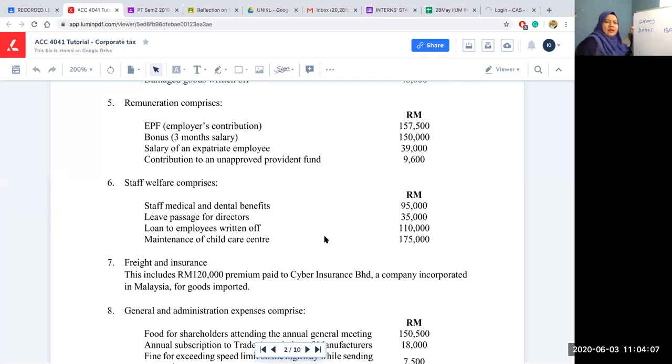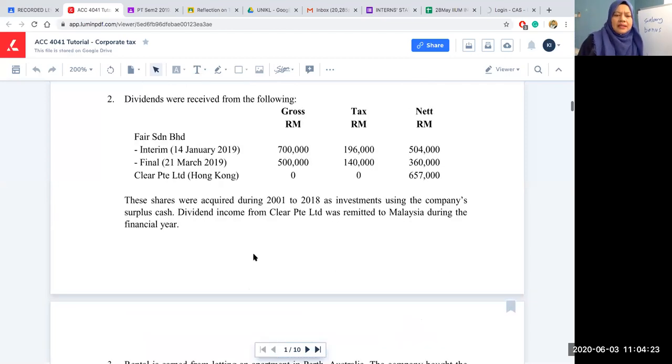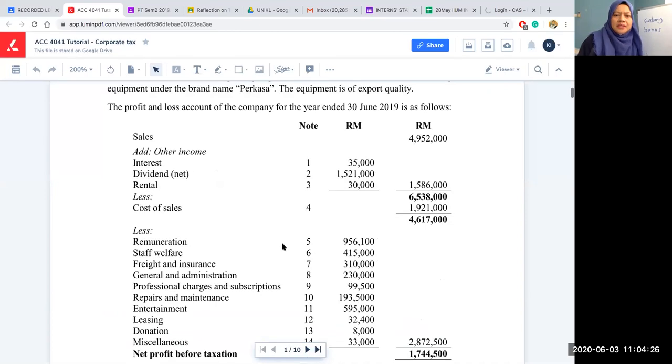Macam mana nak compute ni? How much is the salary? Staff welfare ke ada remuneration kat atas? Oh, I know. Okay. How much is the remuneration kat atas? Okay, tengok balik kat atas ni. Remuneration is 956,100. Right?